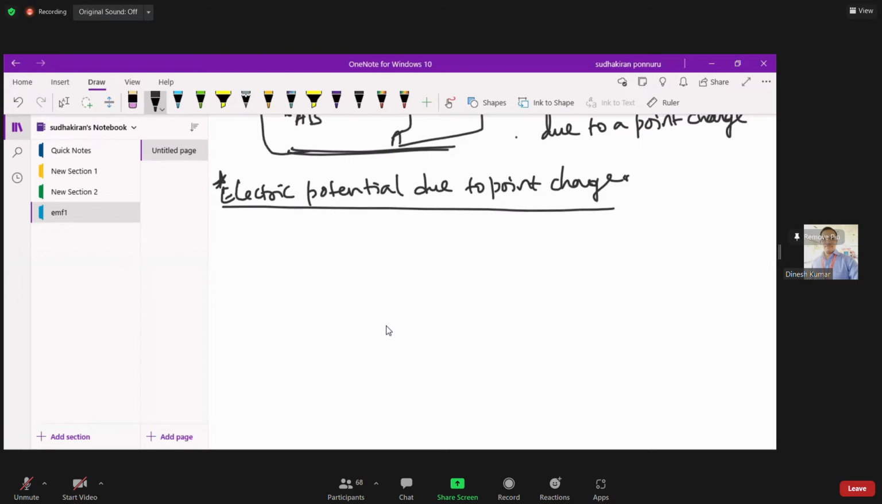Suppose we know that if you take a point charge, the field around that point charge will be in the form of a sphere with radius of small r.